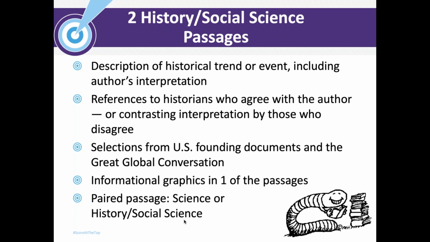Then we've got the other genre, which is your history and social science passages. These are going to be a description of a historical trend or event, including the author's interpretation. So you might see a piece about government, you might see a piece about social sciences. There will be some contemporary economics as well, so there will be a contemporary piece. And then there'll be selections from the US founding documents and the Great Global Conversation. There'll be informational graphics in one of the passages. And typically the dual passage or paired passage can be the science or the history social science.